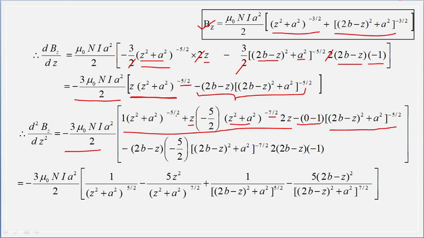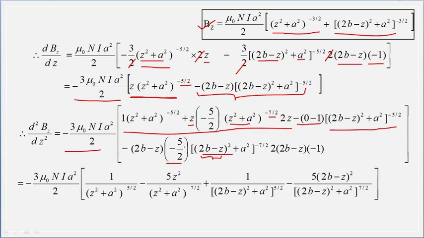Then the first term, minus (2b minus z), into derivative of second term. So minus 5 by 2 comes as a multiple, power reduced by 1, that is minus 7 by 2. And derivative of what is there inside is this 2 comes as a multiple, 2 into (2b minus z), derivative of a square is 0, into derivative of what is there inside, that is minus 1.